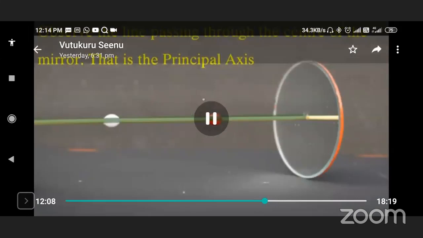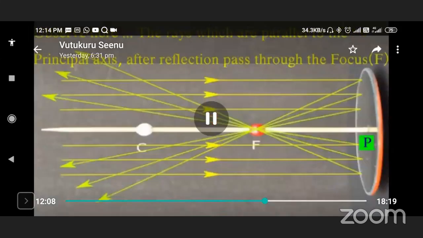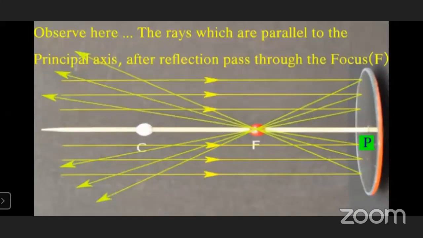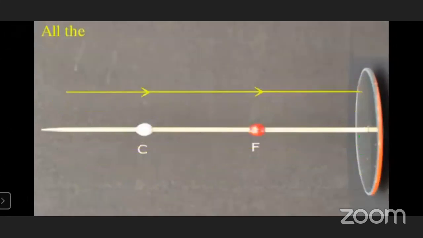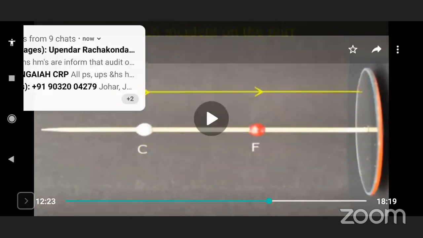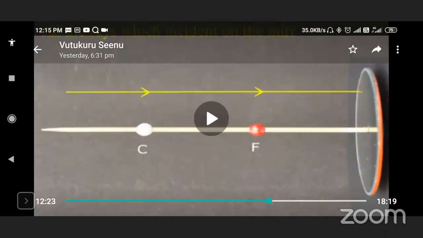The center of the concave mirror is denoted by P, and C is the center of curvature of the sphere. That will be considered as the center of curvature of the spherical mirror also. You see, children, the midpoint. What is the midpoint? I will explain. There is a ray coming from far light sources. It will be incident on the concave mirror parallel to the principal axis. I have to explain what this line is called.